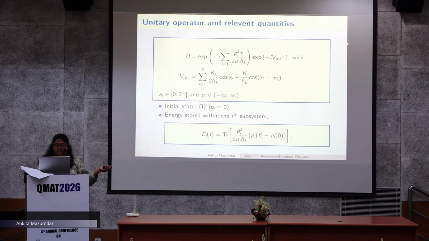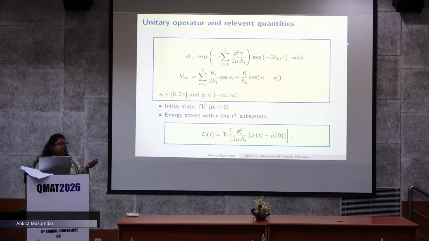Rho_i(0) is the ground state of the rotor, and rho_i(t) is the time evolved state. Here we have considered the delta kick charging protocol. So the unitary takes this kind of expression.